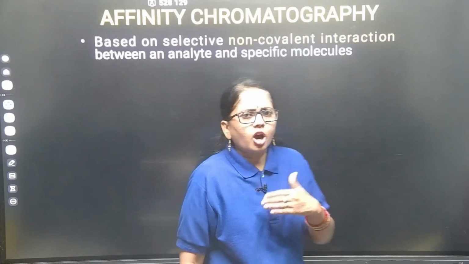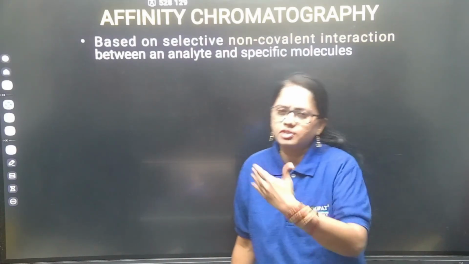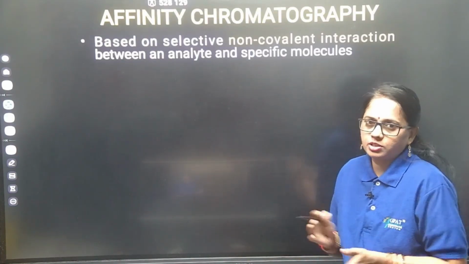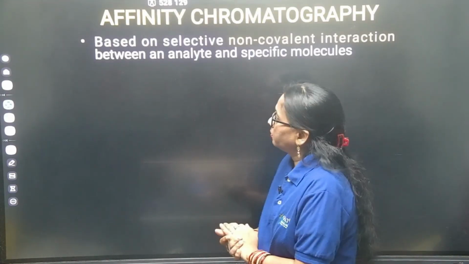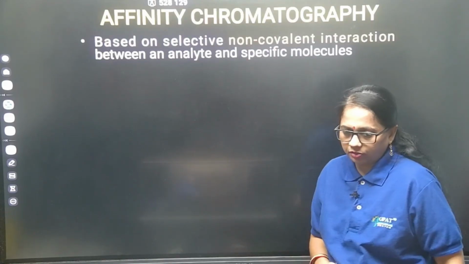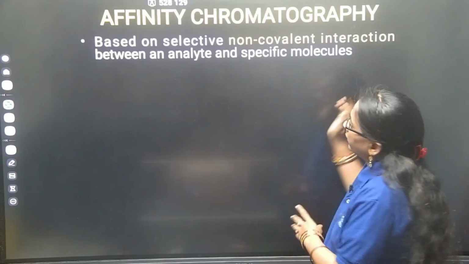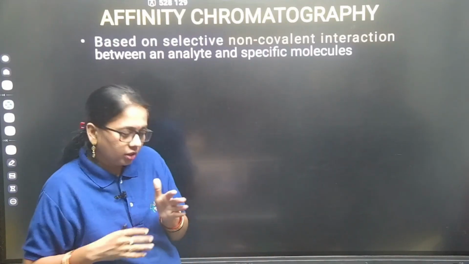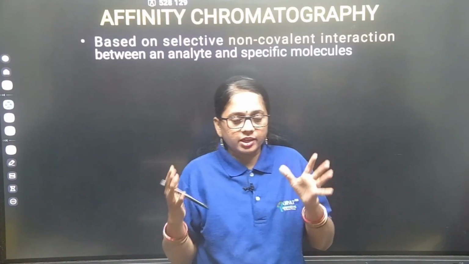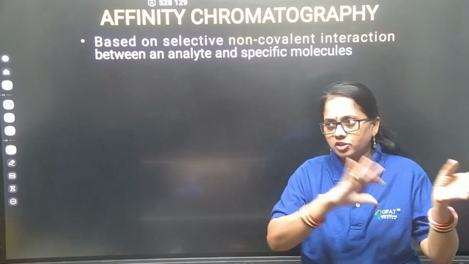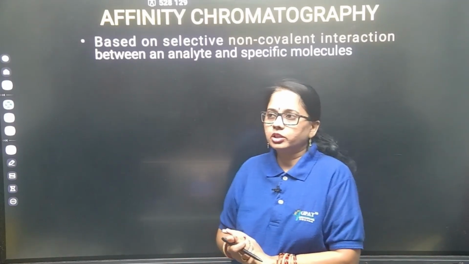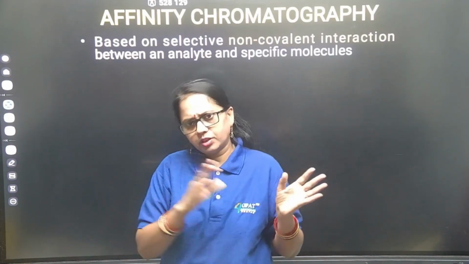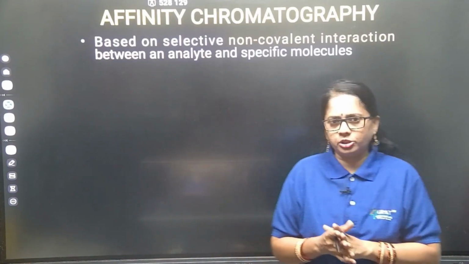Affinity means the compounds which have affinity towards the stationary phase. That means they are going to have some interactions with the stationary phase. If you observe, affinity chromatography is based on non-covalent interactions. These are not tightly bound. Like in ion exchange chromatography, electrostatic forces are there and complete exchange takes place. Similarly, molecular exclusion has no electrostatic forces, and the separation takes place based on size only.